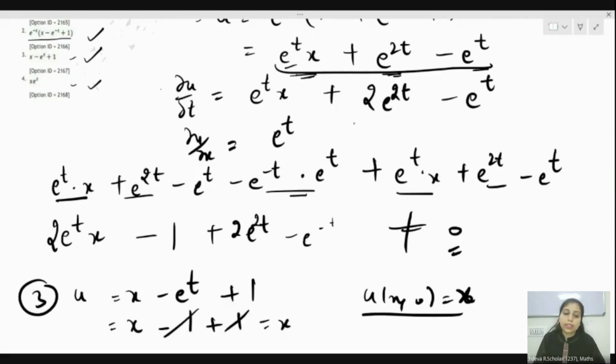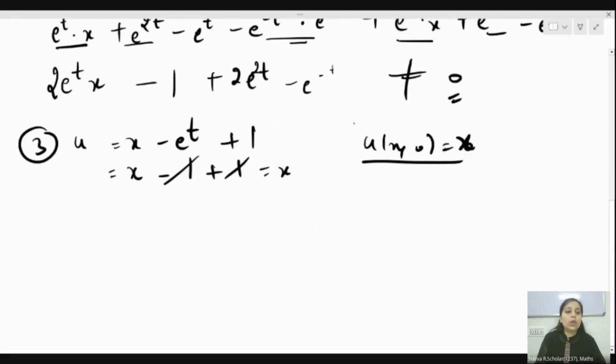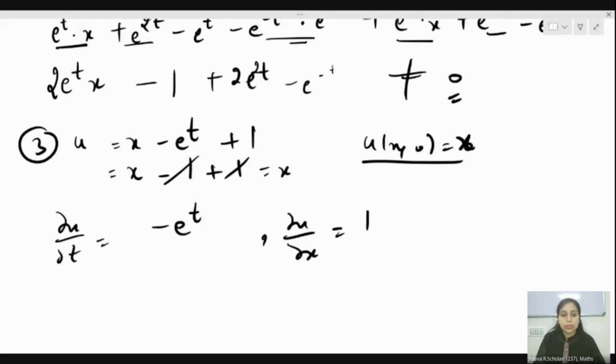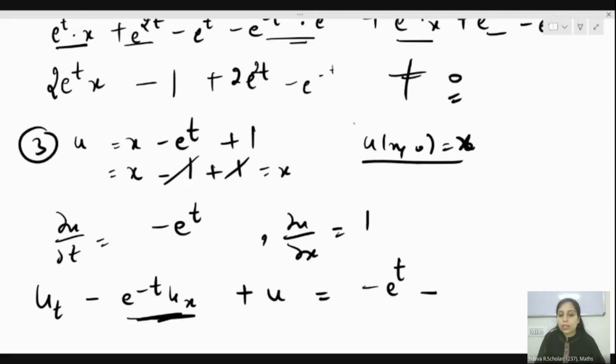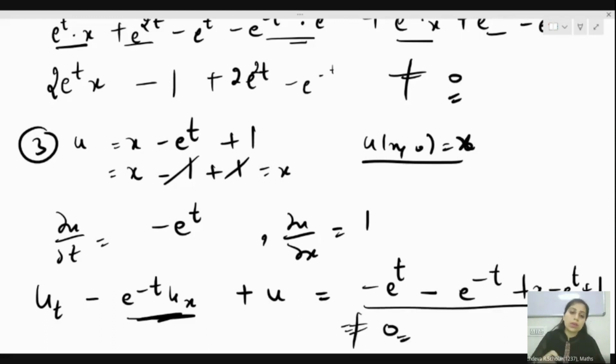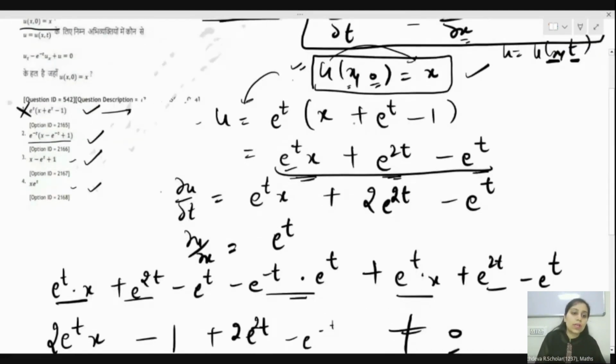Yeah, this is satisfying. Now finding curl u upon curl t, that is minus e raised to power t. Curl u upon curl x, that is 1. Now substituting this in the given equation, ut minus e raised to power minus t ux plus u. ut is minus e raised to power t, ux is 1. So minus e raised to power minus t plus u. u is x minus e raised to power t plus 1. So this also does not become 0. So this is also not the required solution. The third option is also cancelled out.